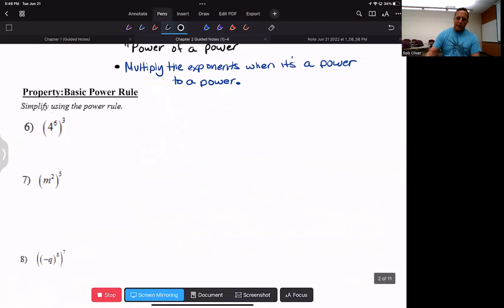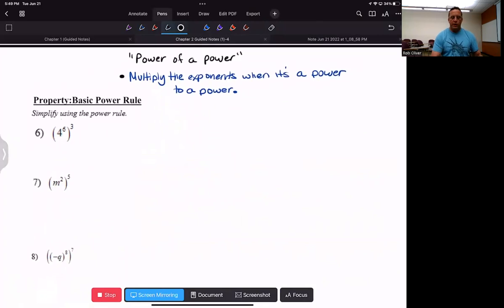Okay, moving on to the next page of your notes. We've got the basic power rule. I kind of put the notes above there, but another name for that is a power to a power, or power of a power.